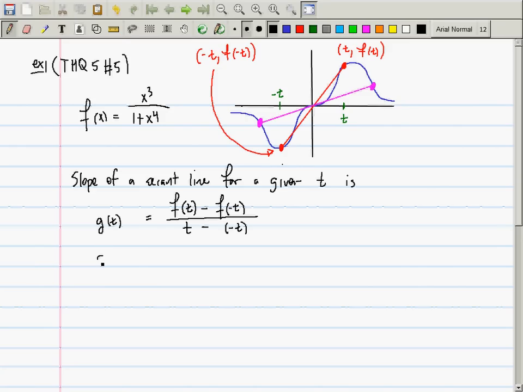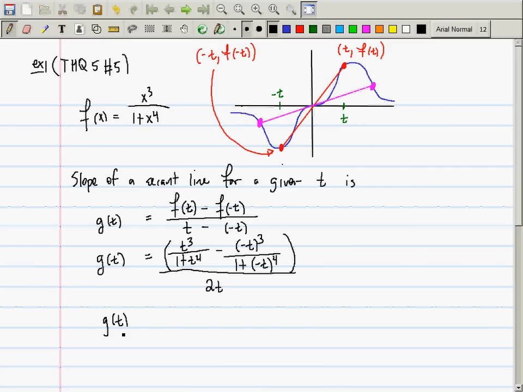All right, so now I can start simplifying things. So g of t is equal to f of t, which is t cubed over 1 plus t to the 4th, minus f of negative t, which is negative t cubed over 1 plus negative t to the 4th. All of that will be divided by t minus negative t. So t minus negative t, that's what? 2t.